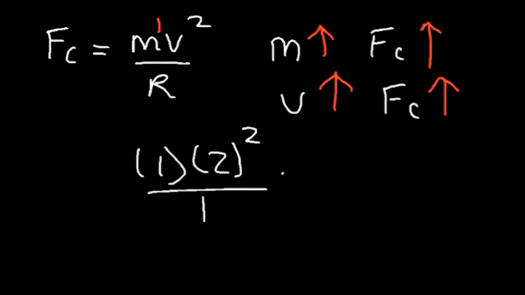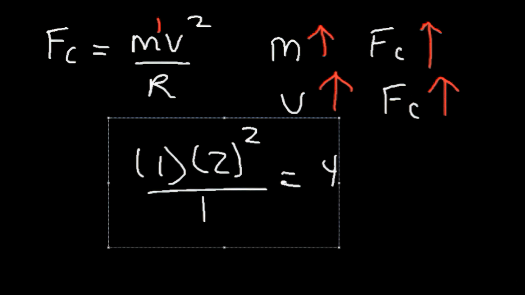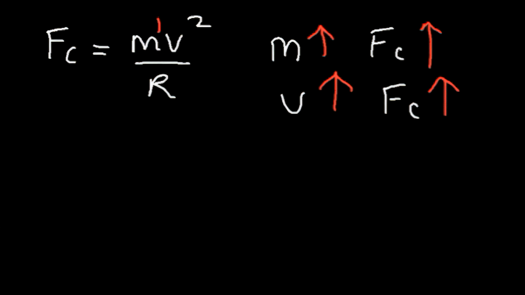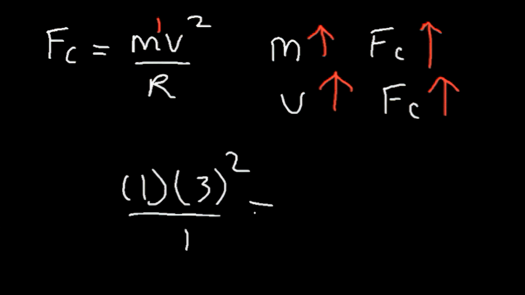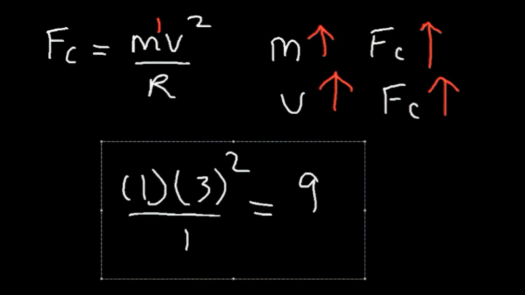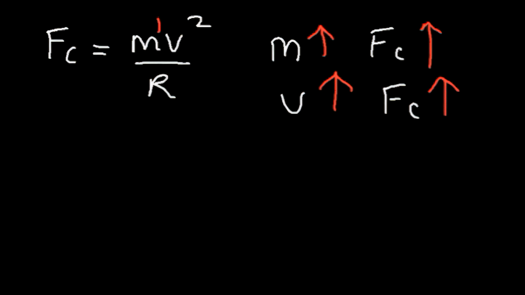2 squared is equal to 4. So the centripetal force will quadruple. Now what if we triple the speed? So if we plug in 3, 3 squared is 9. So the centripetal force will increase by a factor of 9. If we quadruple the speed, if we multiply by a factor of 4, the centripetal force will increase by 4 squared or 16.